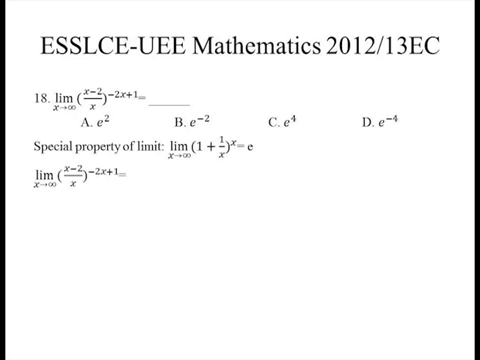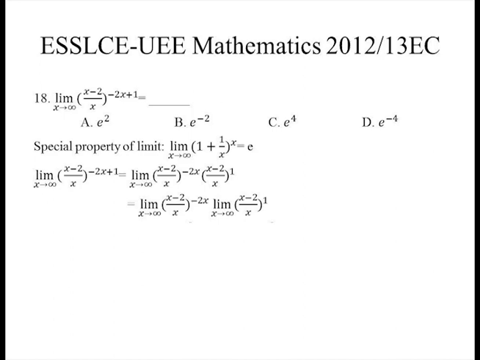Limit of (x minus 2 over x) to the power of -2x plus 1, as x approaches infinity, is equal to the limit of (x minus 2 divided by x) to the power of -2x, as x approaches infinity, times (x minus 2 divided by x) to the power of 1, which is equal to the limit of (x minus 2 over x) to the power of -2x, as x approaches infinity, times the limit of (x minus 2 divided by x) to the power of 1, as x approaches infinity.